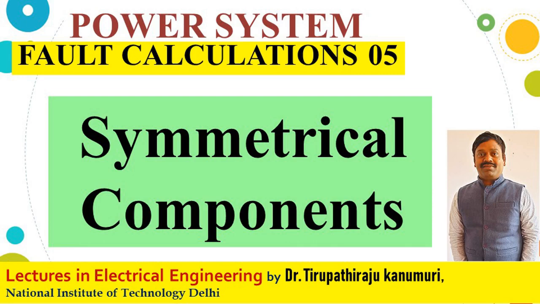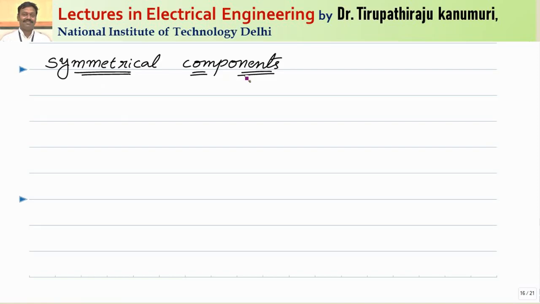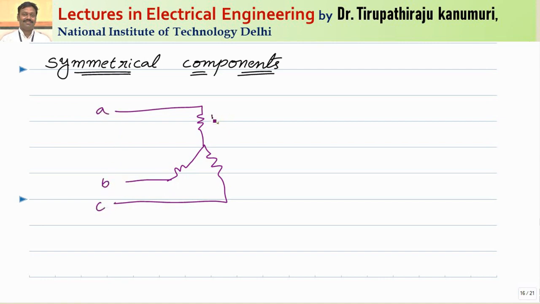Hi all, today we are going to discuss symmetrical components and how to calculate them. For that, let us take for example a load. Let us assume it is a simple resistive load, this is phase A, this is phase B and this is phase C, and let us assume the load is balanced. That means in all the phases the amount of load is the same. So when the load is the same, obviously the current passing through it will be the same.